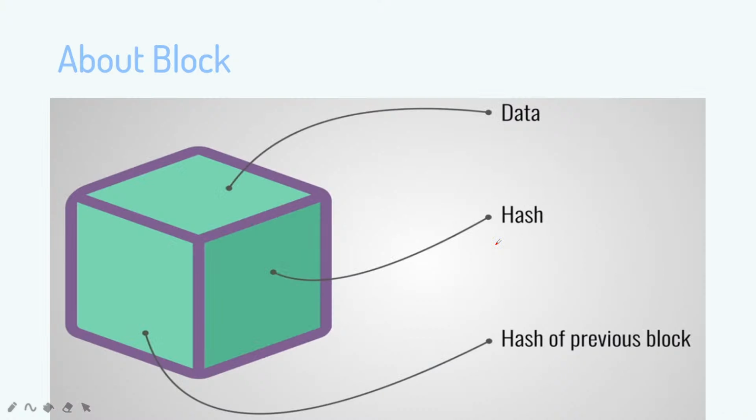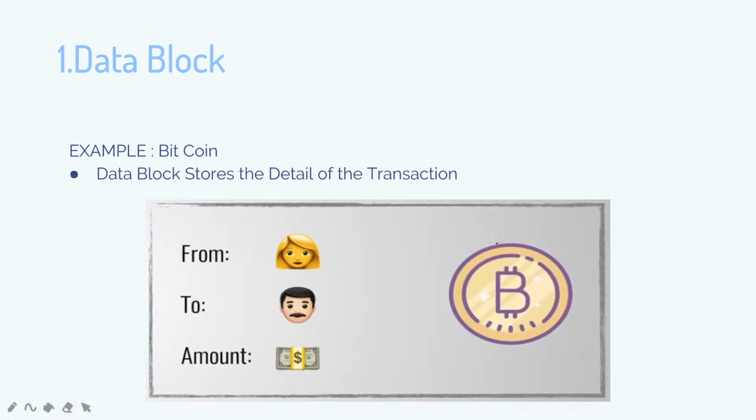For example, if you take the blocks in a blockchain, generally they contain data and the hash of the previous block. Let me see one by one. First of all, what is data? Data is, for example, if I transfer my Bitcoin amount or some other cash to my friend, that is one type of data.